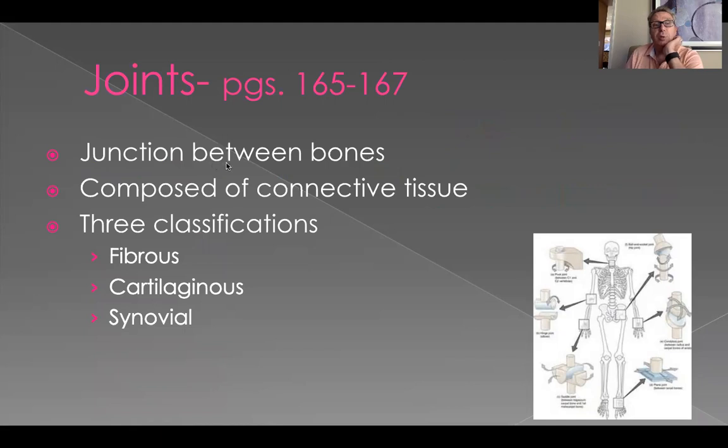They are junctions between bones, made up of the connective tissue, which you learned back in the first unit. There are three classifications. We have fibrous joints, cartilaginous joints, and synovial joints. Those are the three that we're going to talk about the most.